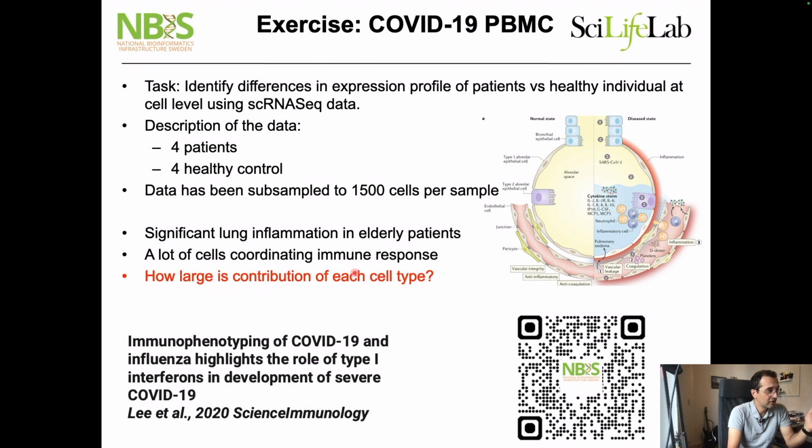There is significant lung inflammation in elderly patients, and a lot of cells coordinate immune responses. So you want to know how large is the contribution of each cell type. This is the link, the title, and also a QR code of the cells.